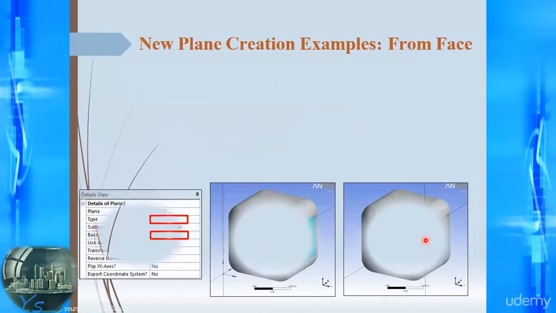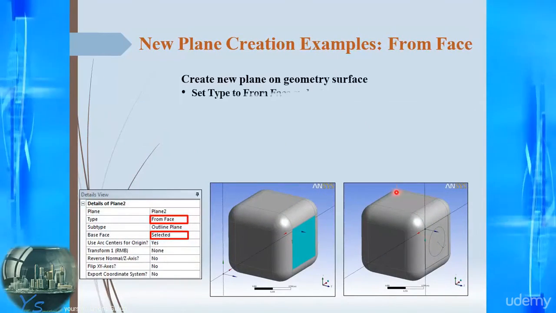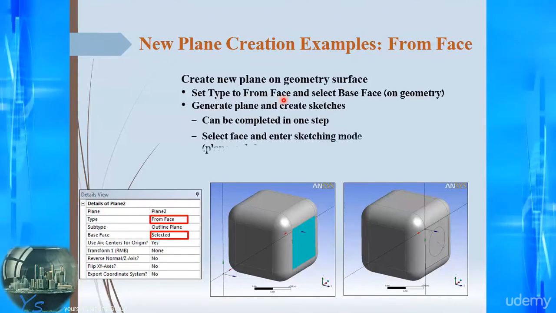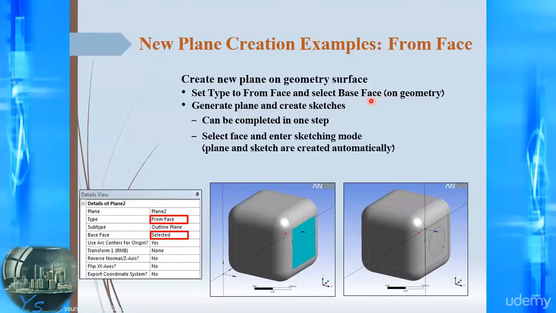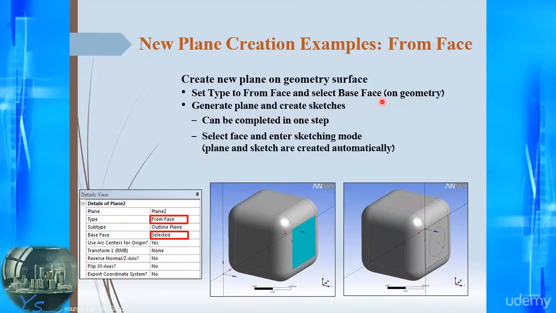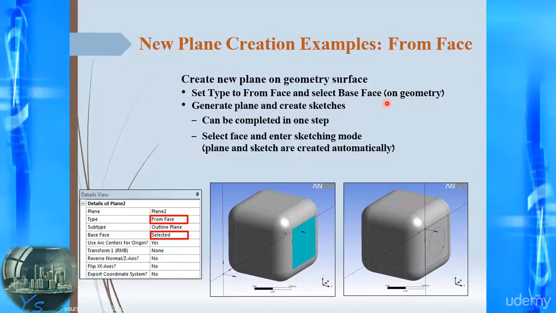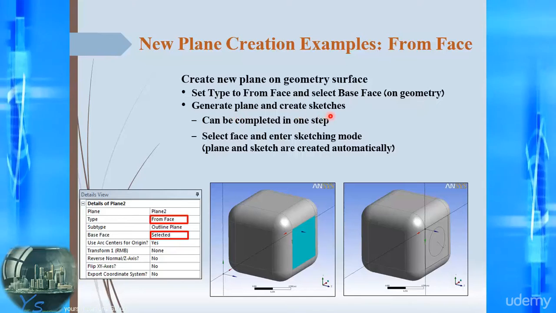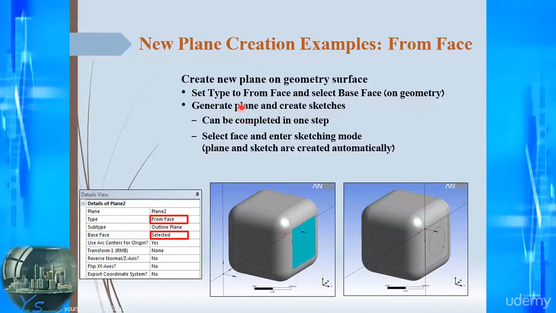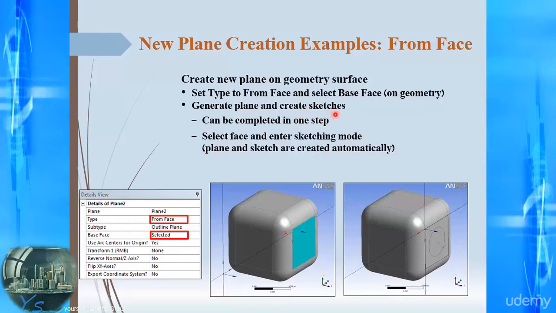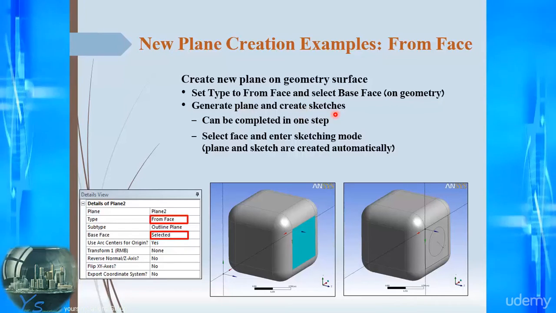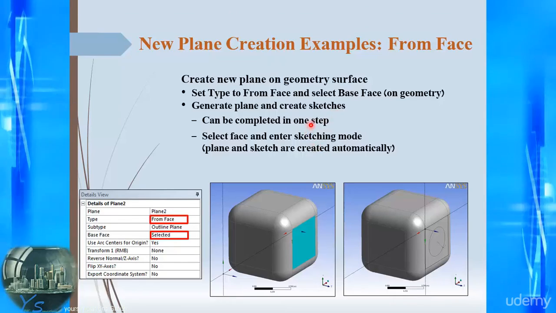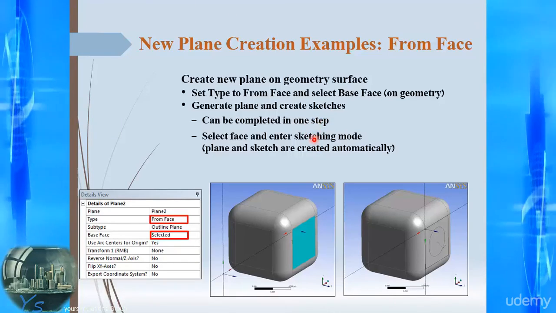Here's another example of plane creation from a face. So we can set the type from face instead of from plane, as we did in the previous example, and select the base face. And this is the face that's going to be used as a base to create the new plane. We can then generate the plane and create sketches. Of course, we have to click on generate to generate the plane first, and then we're able to create the sketches once that becomes the active plane for sketching. And that can be completed in one direct step by selecting the face and then selecting the plane from that base face.